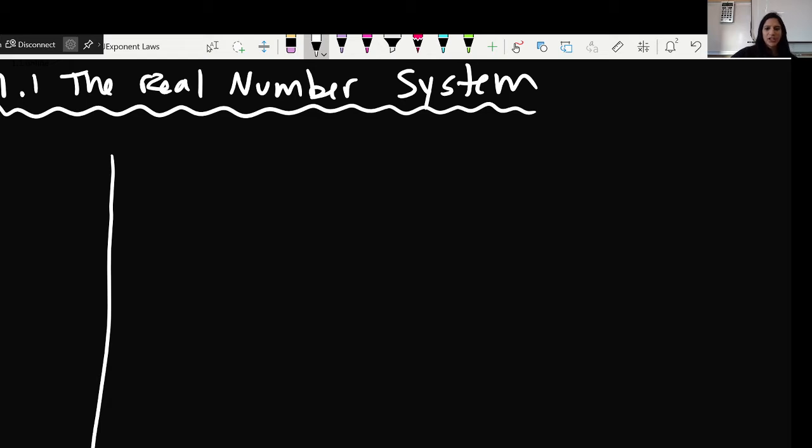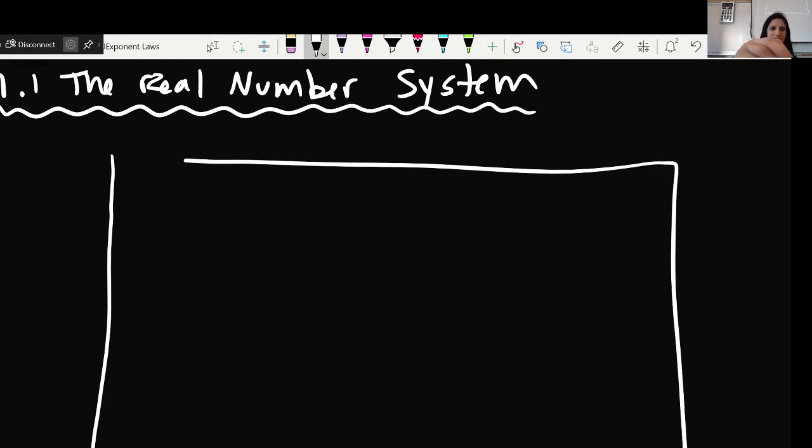So if we have a large rectangle like this, this is the thing that I'm going to call the real number system. So, well, maybe I'll rewrite it here. So these would be all real numbers. Real numbers pretty much include everything, or all the numbers or values that we always work with, like fractions, decimals, negatives, positives, square roots, everything.